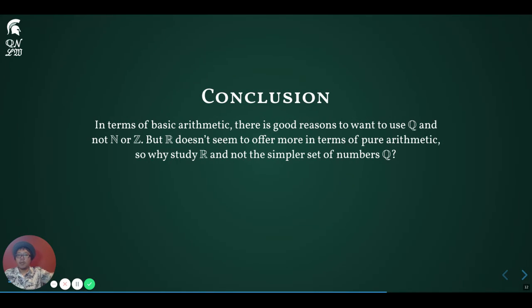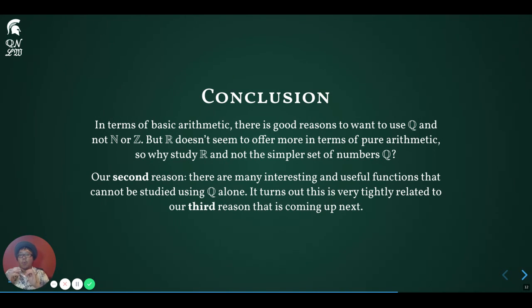Here we see that in terms of basic arithmetic, there's good reason to focus on understanding Q over looking at Z or N, but R doesn't seem to offer more in arithmetic. So why a course in real analysis? One justification is that there are many interesting and useful functions that cannot be studied if the only numbers that we have are the rationals. But this will go beyond arithmetic. This is not so much a real justification. In fact, this can be regarded as a symptom of what we will talk about starting next lecture.